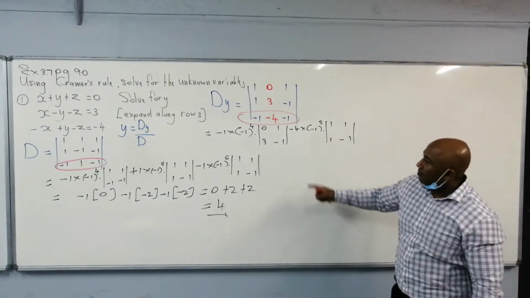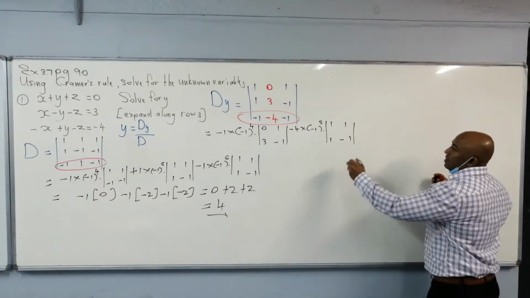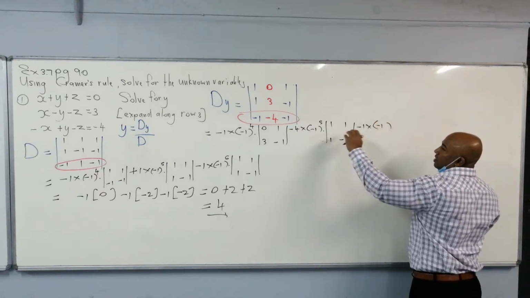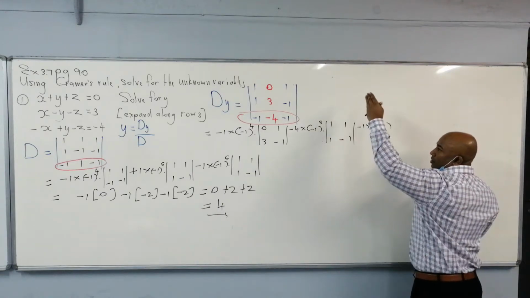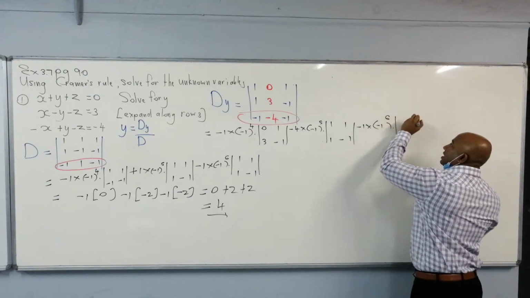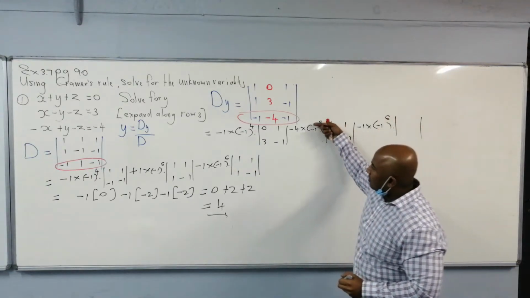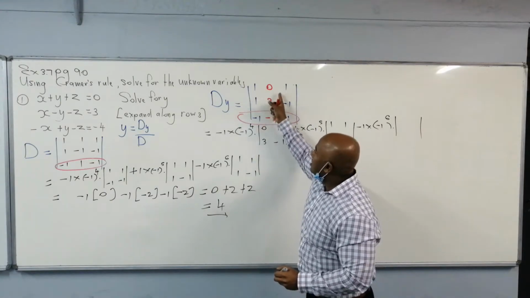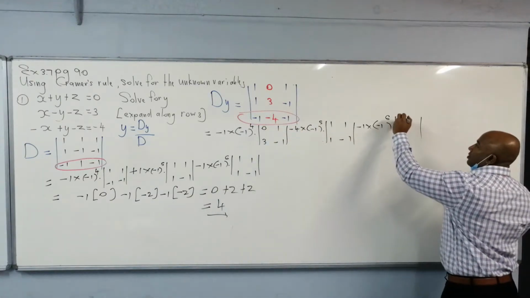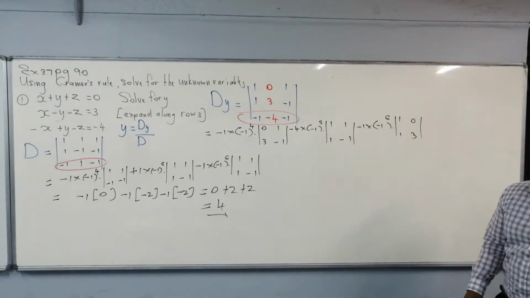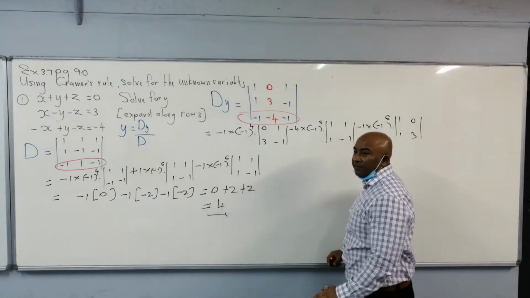What's the last number here? Minus 1. So that's going to be minus 1 times the cofactor of minus 1, which is minus 1 to the power row plus column. Row 3, column 3, 3 plus 3, 6, block the row, block the column, 1, 1, 0, 3. So that's 1, 1, 0, 3. Okay, you need to be careful with this, yeah?